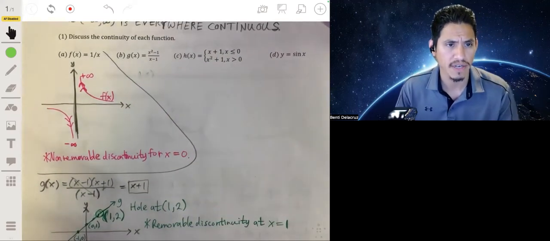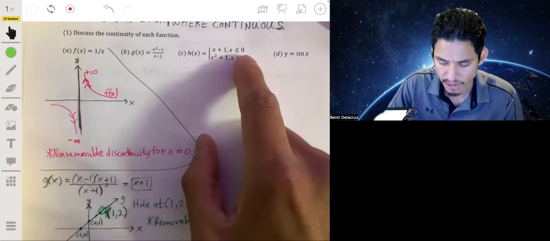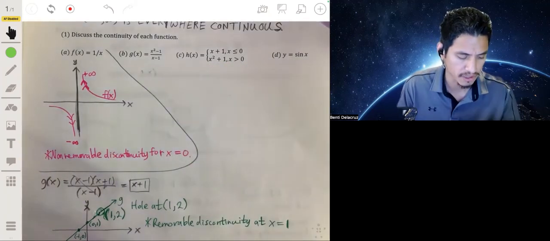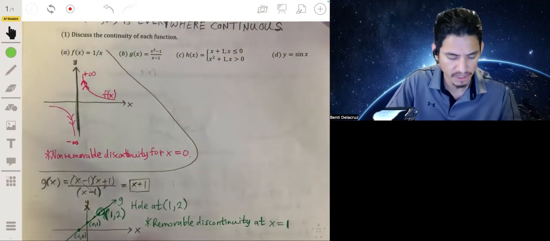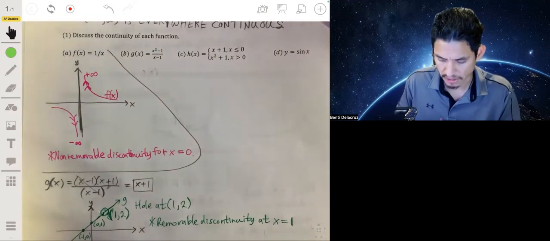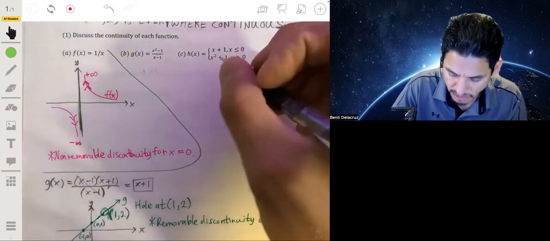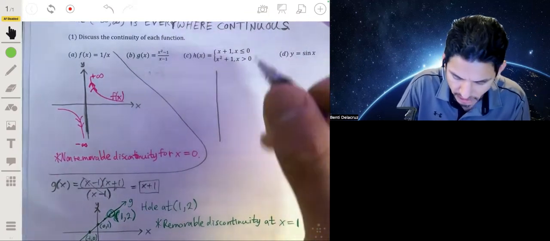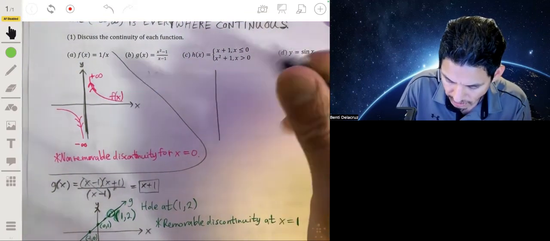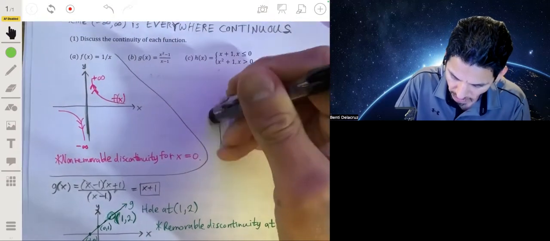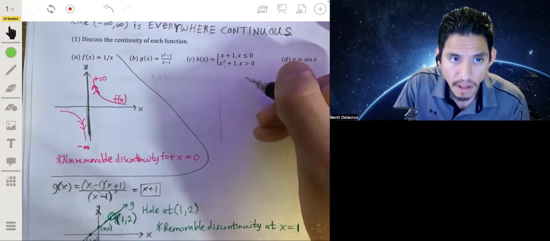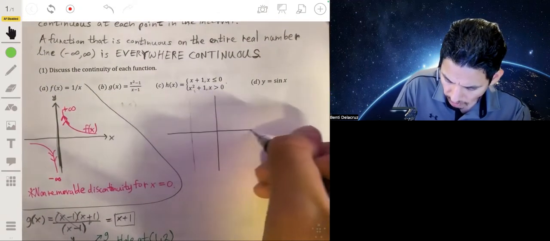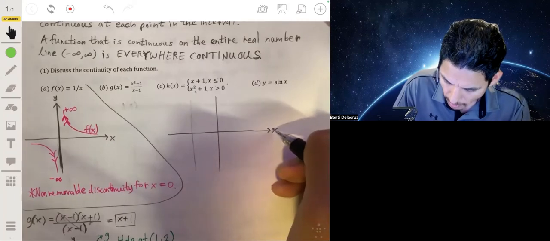All right, now let's look at C. Here we have h of x equals x plus 1 when x is less than or equal to 0, and it's equal to x squared plus 1 when x is more than 0. So we have a piecewise function. Let's see what this would look like. It's not too hard if you just think about it for a second. Let me draw the graph a little more over here.